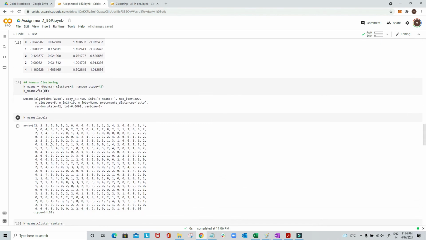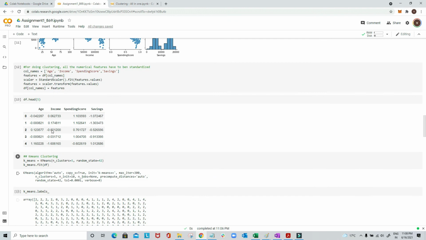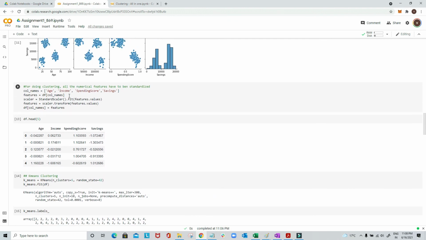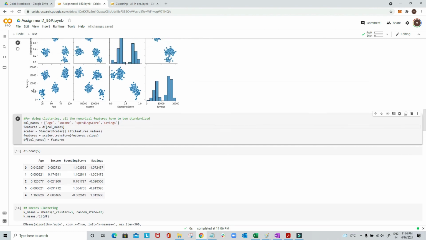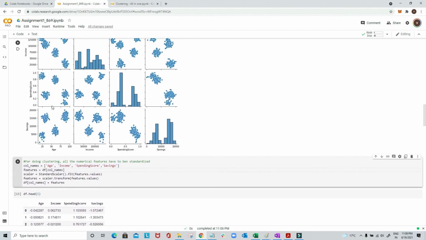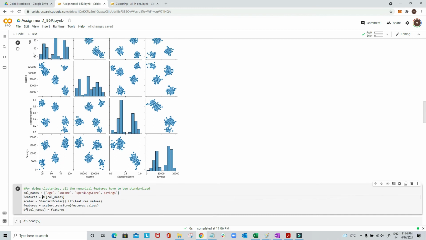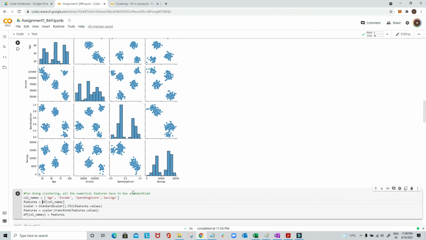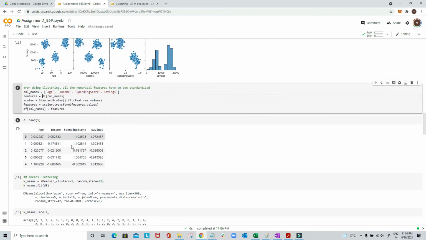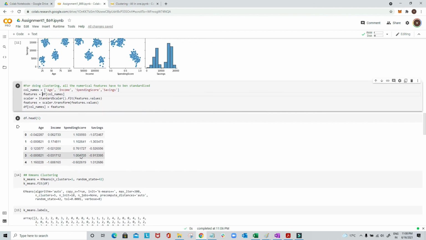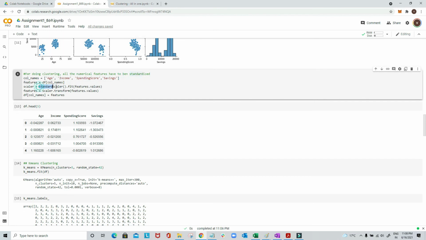Now the way to do the clustering process is, first, the data should be standardized. Why should the data be standardized? As you know, these are in different scales. Age is a two-digit number and spending score is in decimals, less than one. So they should be brought to the same scale. When we do a standard scaler, the values will be between minus one and one. So this is the process to standardize the data.